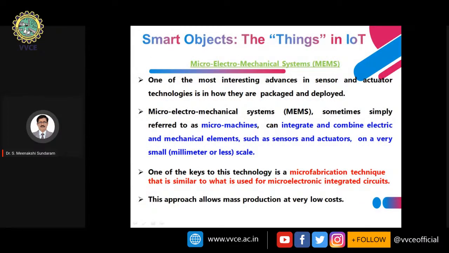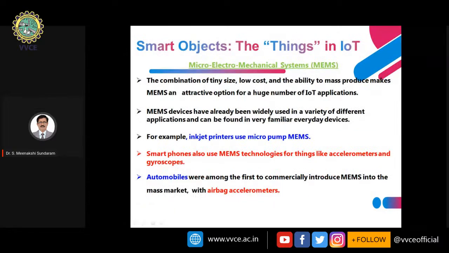Now we will see about the micro electromechanical systems, MEMS. One of the most interesting advances in sensor and actuator technology is MEMS, which we can call in short micro machines, where we can integrate and combine electrical and mechanical elements such as sensors and actuators on a very small scale, a millimeter or even less. One of the keys to this technology is a microfabrication technique similar to what we use in microelectronic integrated circuits. And with MEMS, we are able to do mass production at very low cost.